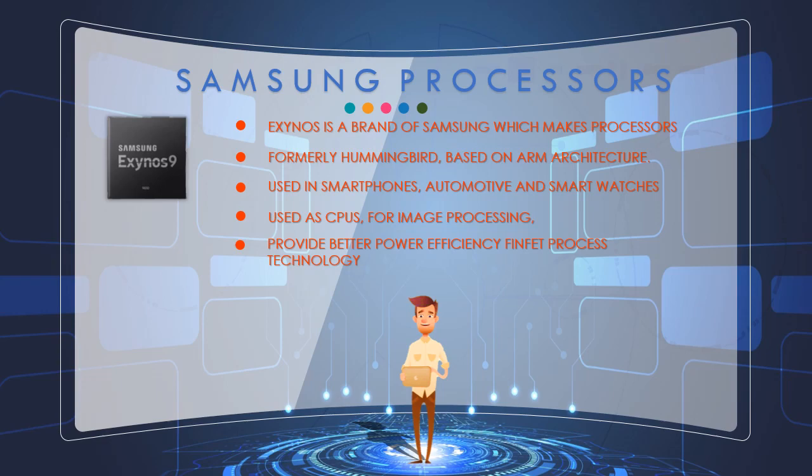So that is Samsung processors. Exynos is the brand of Samsung which makes the processors. It was formerly known as Hummingbird. Samsung's processors are based on the ARM architecture with a 64-bit octa-core, and they are used in smartphones, automotive, and smartwatches, as CPUs and for image processing. Power efficiency is provided using the FinFET technology.